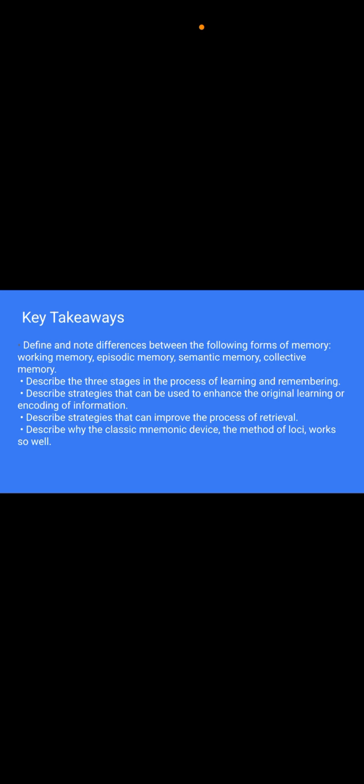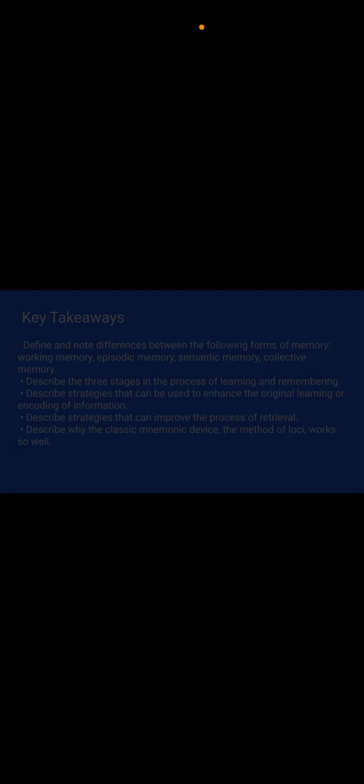You will be able to describe 3 stages in the process of learning and remembering, describe strategies that can be used to help enhance the original learning or encoding information, and strategies that can improve the process of retrieval. You will be able to describe why the classic mnemonic device, the method of Loci, works so well.